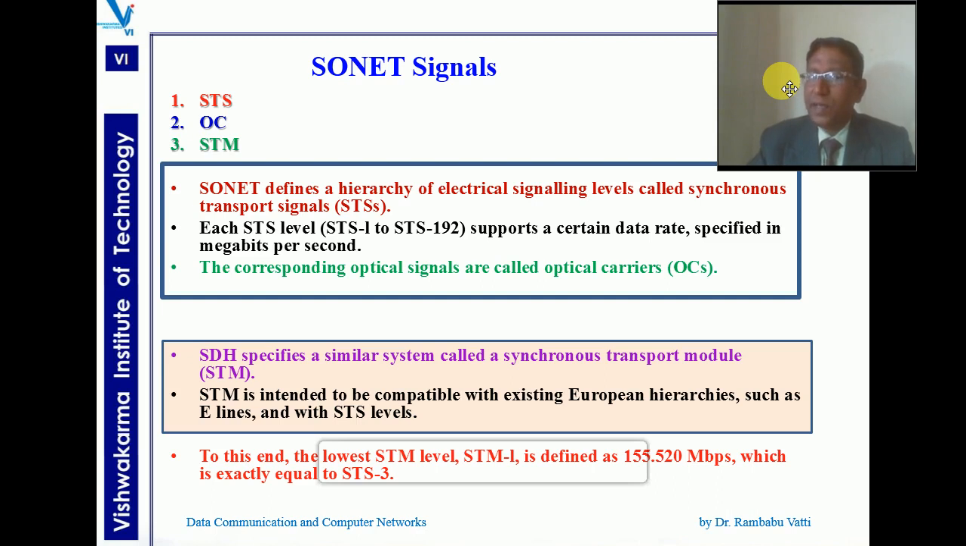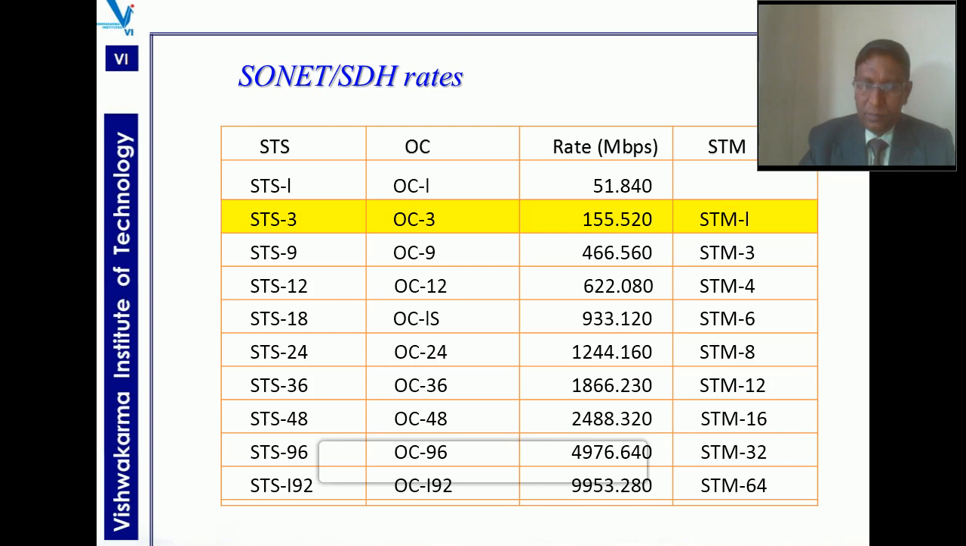The STM level, STM-1, has a data rate of 155.520 megabits per second. In this table, we can see the STS signals, optical carriers, and corresponding data rates, and corresponding STM. We can see here STS-1 to STS-192, and STS-1 corresponds to OC-1. The data rate is 51.840 megabits per second, and STS-3 has OC-3. The data rate is 155.520, and it corresponds to SDH, STM.